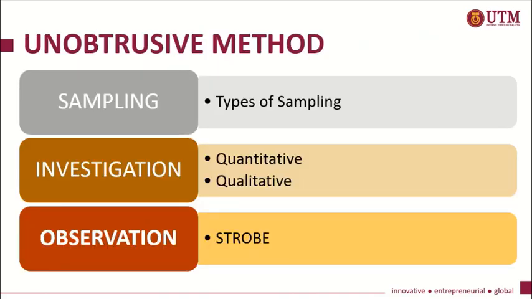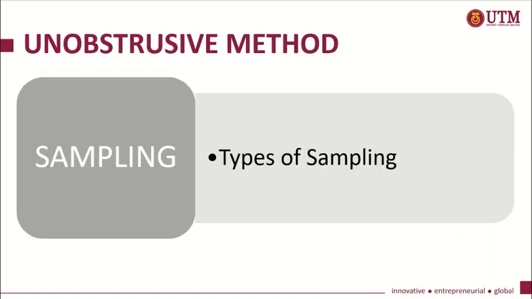There are three common approaches of unobtrusive methods, namely sampling, investigation, and observation. We will look in depth each method in the next slide. Let's look at the sampling first. But the main thing that you need to know about the sampling is types of sampling.